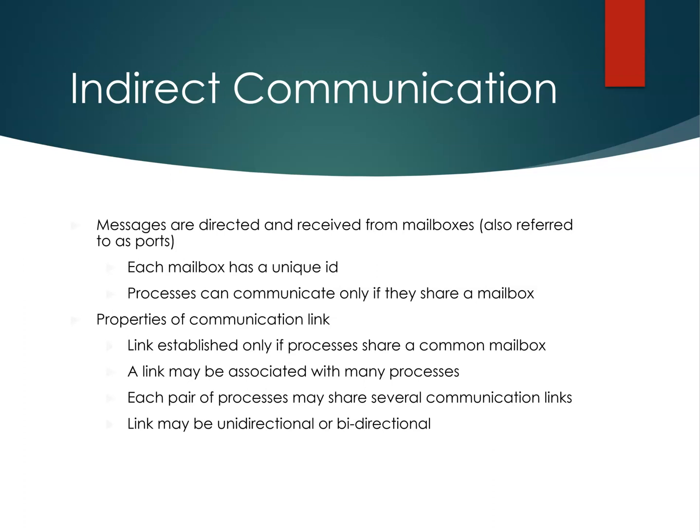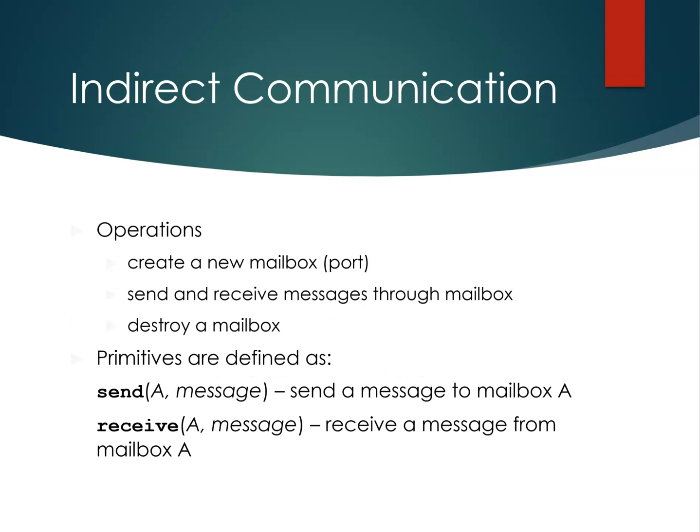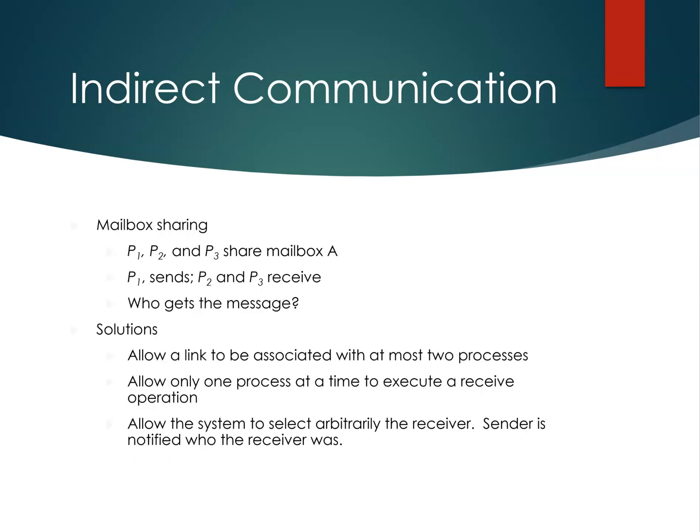Some of the properties: a link is established only if processes share a common mailbox. A link may be associated with many processes. Each pair of processes may share several communication links, and the links may be unidirectional or bidirectional. This has interesting implications because you can do broadcasts. Some of the operations: create a new mailbox, send and receive messages, destroy a mailbox. Primitives are similar: send a message to mailbox A, receive a message from mailbox A.